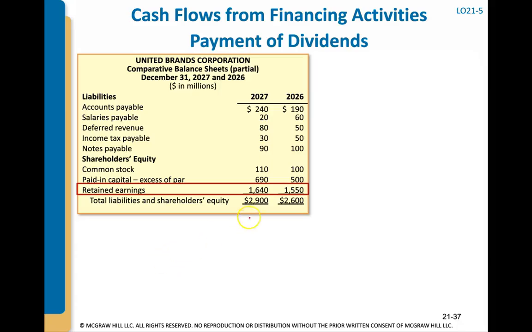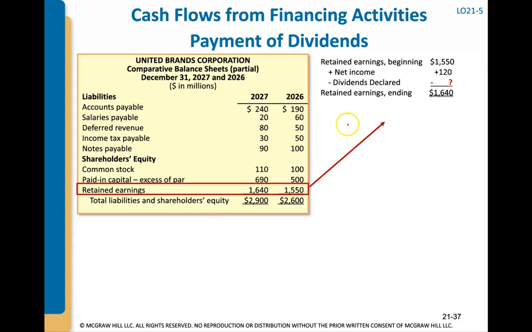Well, we know that the retained earnings roll forward is going to be our beginning retained earnings, 1,550, plus net income, which we get from the income statement. And if you go back, you can see that the net income from the income statement is $120. Minus dividends declared, or in our case, dividends paid is what we should do, equals the retained earnings ending. Now, just want to point out before we move on, this is the roll forward for the retained earnings. You have to reduce retained earnings by dividends declared.